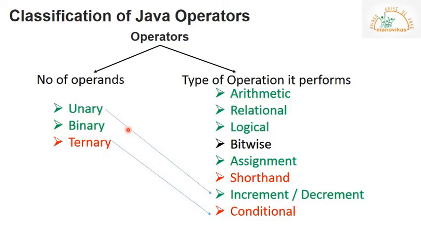How do we decide whether it is unary, binary or ternary? It is based on the number of operands it uses. I have already explained. For unary operators, it requires one operand followed by the operator. For binary, it requires two operands and the operator will be placed between the two operands. For ternary, the operator will be placed between three operands.